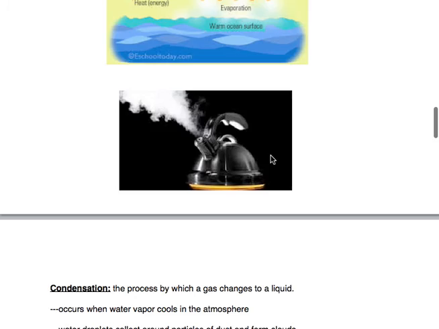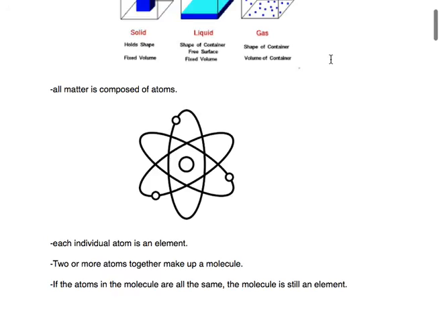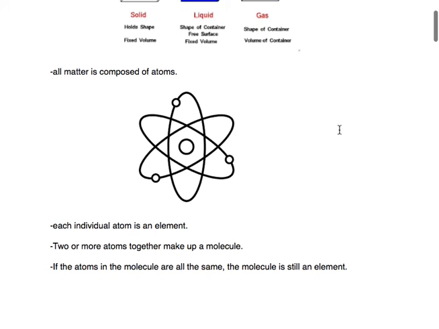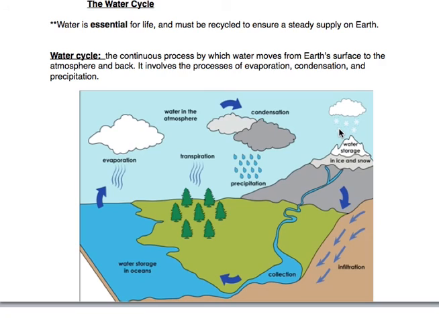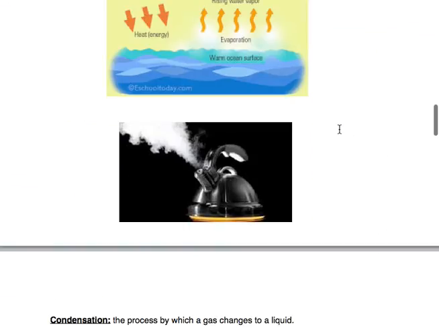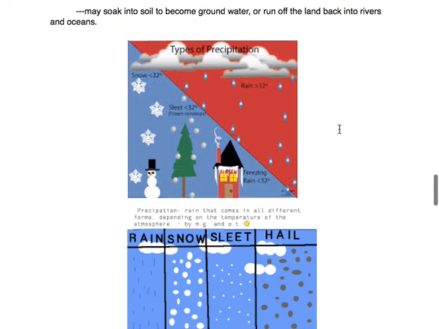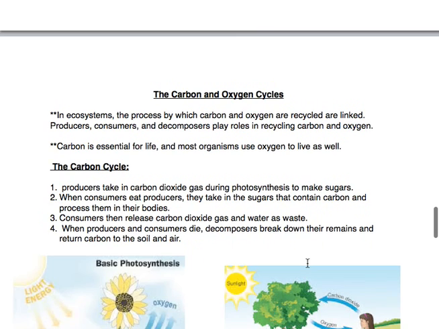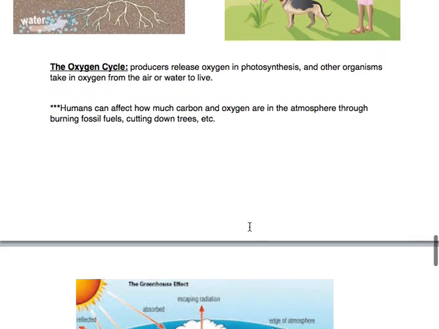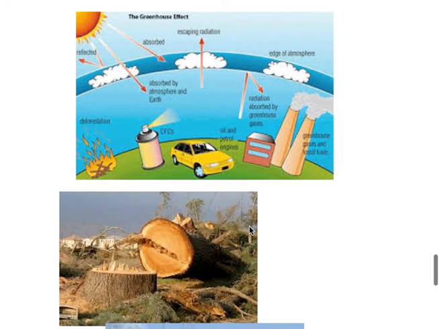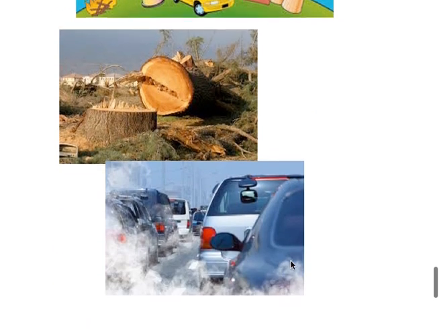Just to review, we went over what matter is. We talked a little bit about what's an atom, what's an element, what's a compound, what's a molecule. Then we talked about the water cycle. That involves evaporation, condensation, and precipitation. And we mentioned what that precipitation includes: rain, snow, sleet, and hail. Then we talked about the carbon and oxygen cycles, and that involves photosynthesis. That is then the plants that photosynthesize are eaten by organisms that then release carbon dioxide back to the air. And we mentioned how human beings can have a huge impact on the amount of carbon dioxide and oxygen in the air through the burning of fossil fuels and other activities such as cutting down trees and driving around in cars.